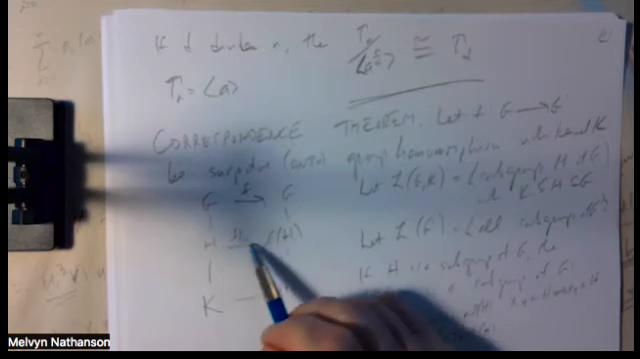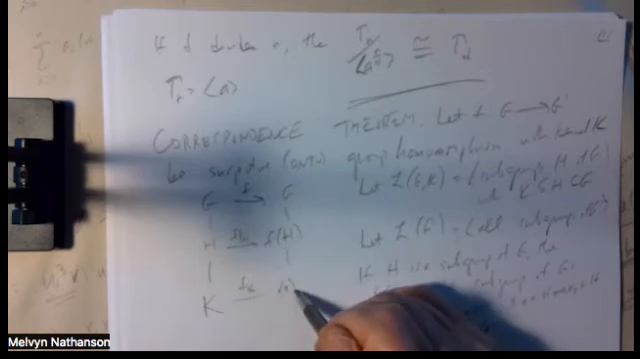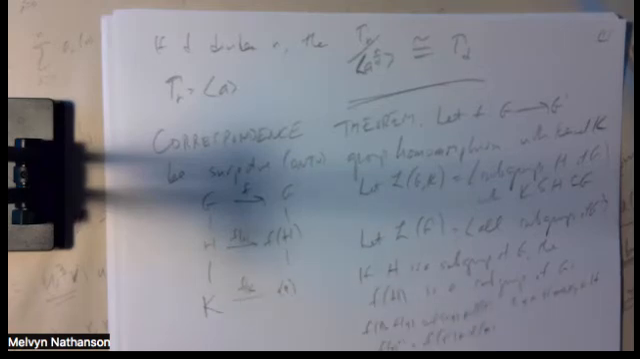F maps G onto G prime. F restricted to H maps H to F of H. F restricted to the kernel maps everything to the identity. So we have a picture like this.